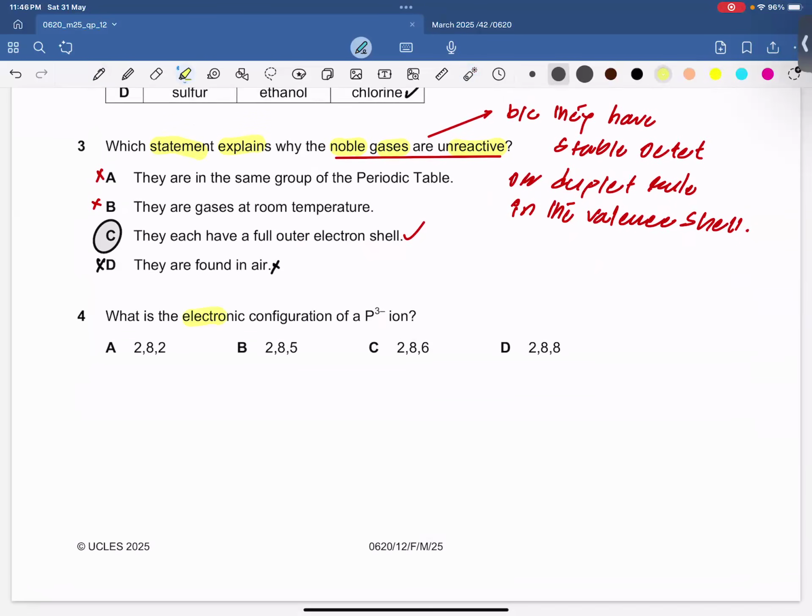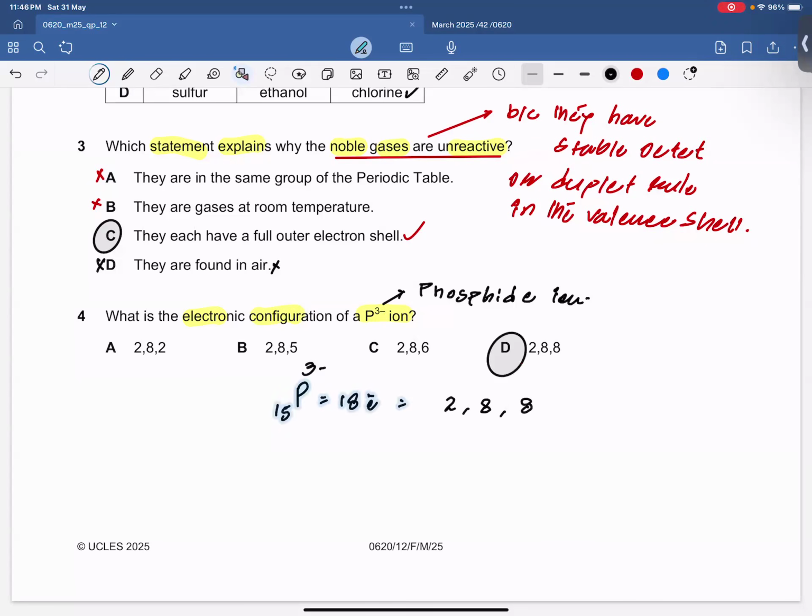What is the electronic configuration of the phosphide ion? By the way, this is phosphorus, which has a negative 3 charge, so it's the phosphide ion. Now, phosphorus has an atomic number of 15. A 3 minus charge means it has a total of 18 electrons. Let me write the electronic configuration of the phosphide ion. First shell contains 2, second shell contains 8, third shell contains 8, and therefore total 18 electrons, and therefore D is going to be the right answer.